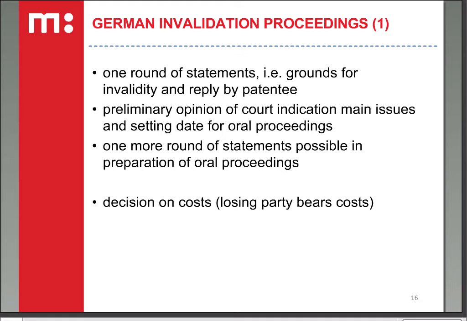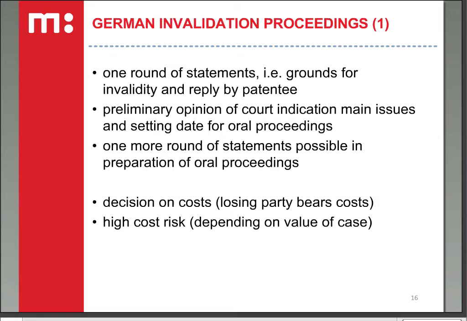Meaning that if the patent is completely revoked, the other party has to reimburse you 100% of the costs according to the statutory fee schedule. They will not fully reimburse your actual costs, but there will be a limit set for the reimbursable amount. And that reimbursable amount depends on the value of the case.